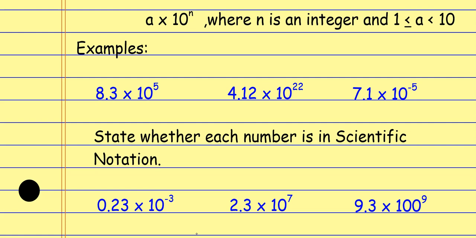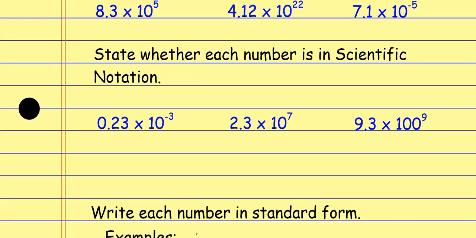For example, it says state whether each is in scientific notation. So again, does it follow the rules? So here, 0.23 times 10 to the negative third, that does not follow the rules of scientific notation because this first value is not between 1 and 10, all right? So the answer here would be a no, that one's not in scientific notation. And at some point here, we'll look at how to rewrite that in scientific notation.